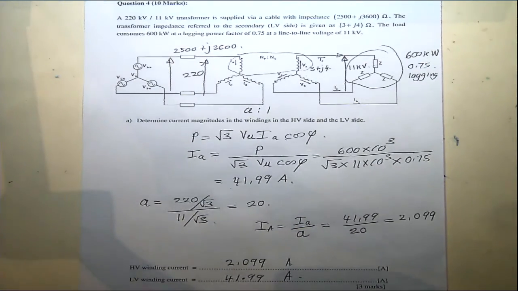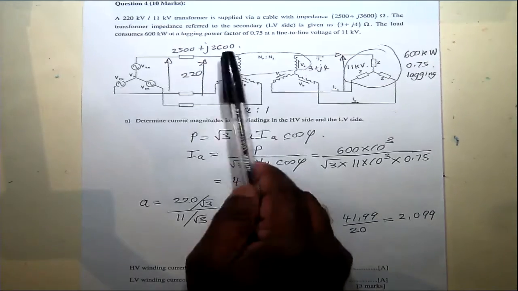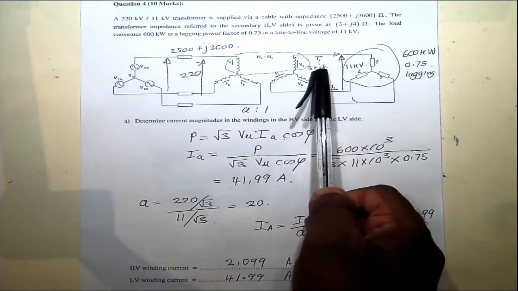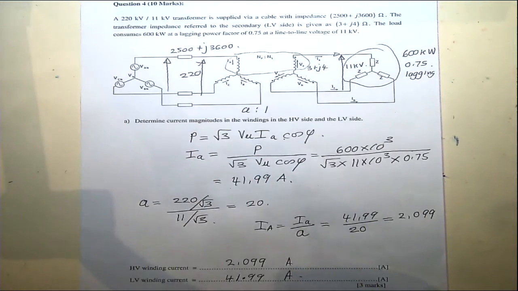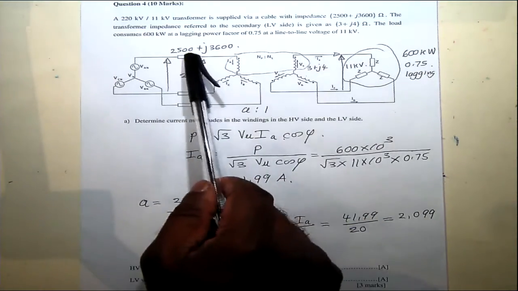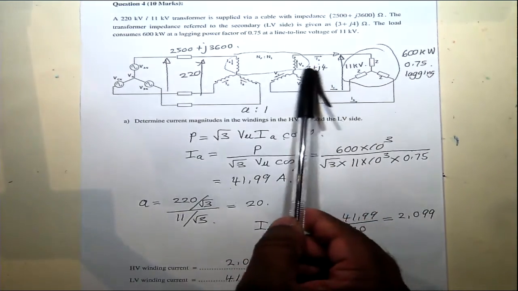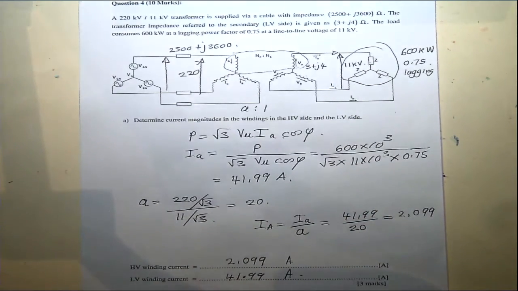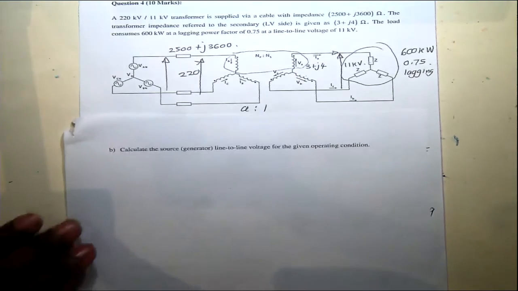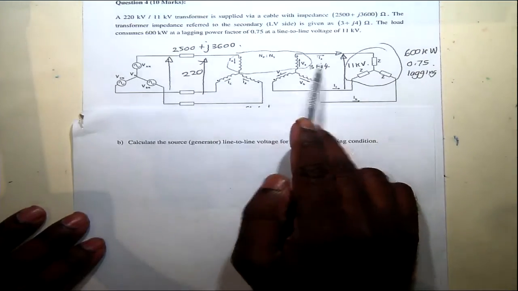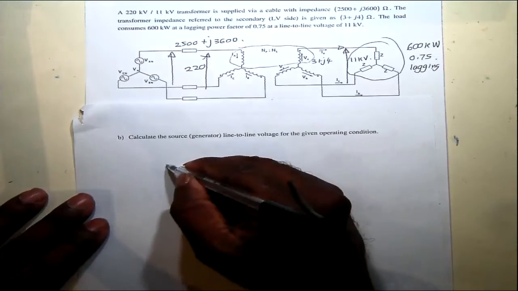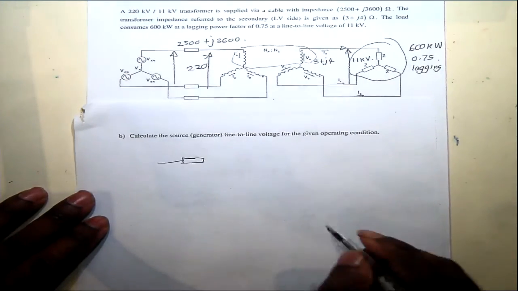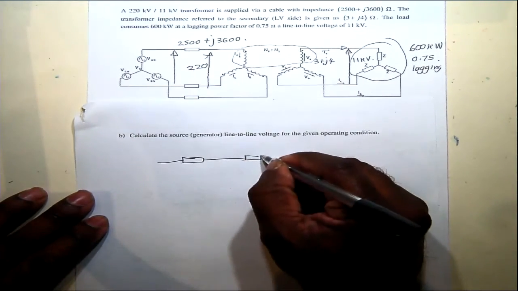So we have a cable impedance here and the transformer impedance referred to the low voltage side. If you remember tutorial 3 or 4, we can either move this to the secondary side or we can move the transformer impedance to the primary side and then lump it up together. So if we move this transformer impedance to the primary side, we can add it with the cable impedance. So then we have the cable impedance and the transformer impedance.